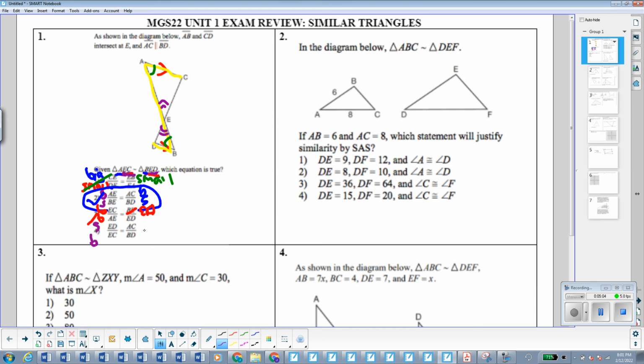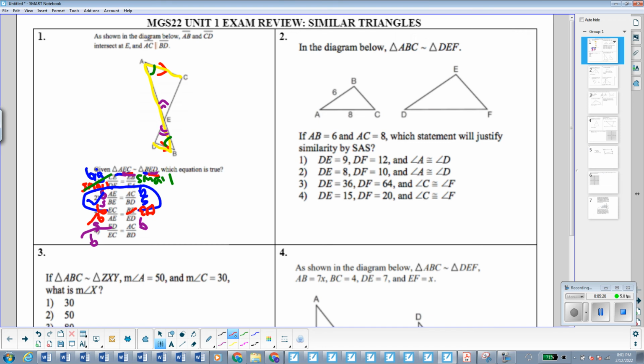So on the other side, we should have a side from small triangle and the corresponding side from big triangle in order to be consistent. But look, AC, that's from big triangle. So already I see they're not consistent. This is not a correctly set up proportion. So choice number 1, it is.